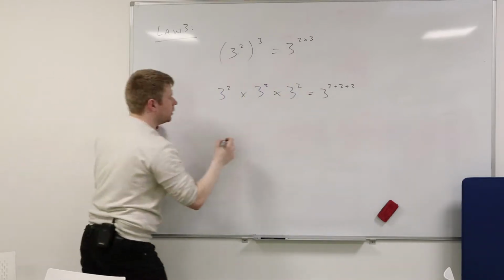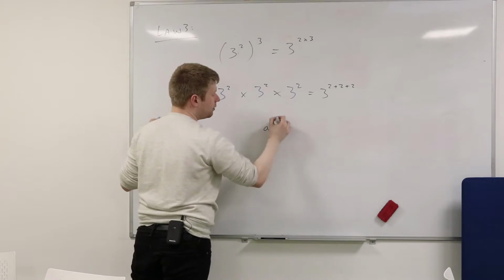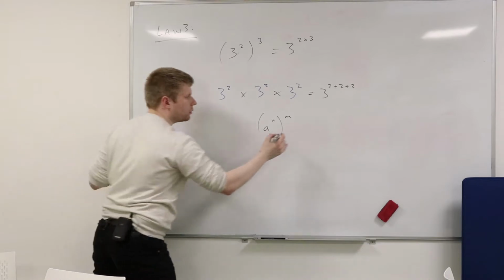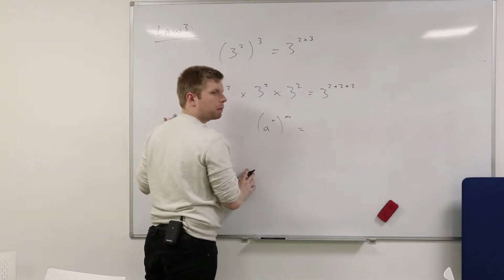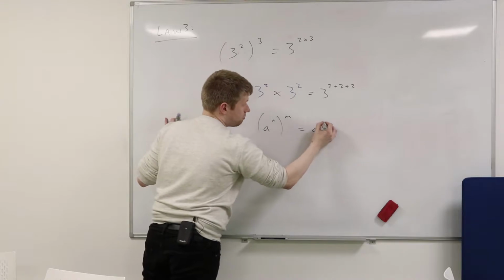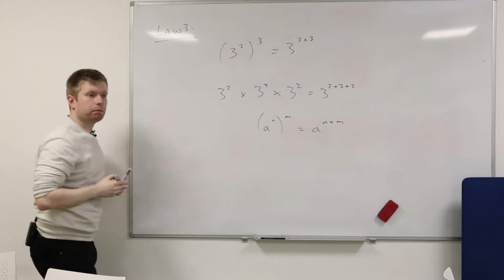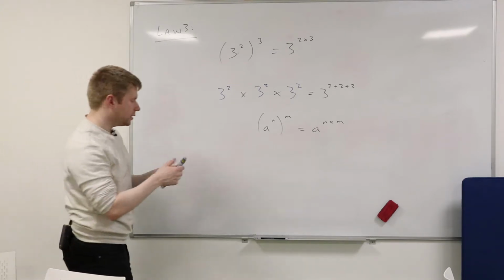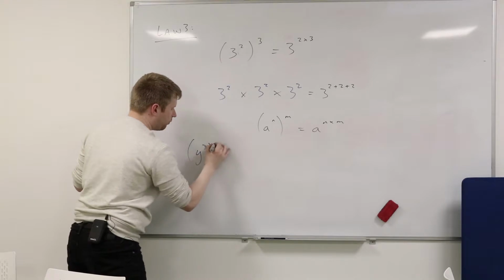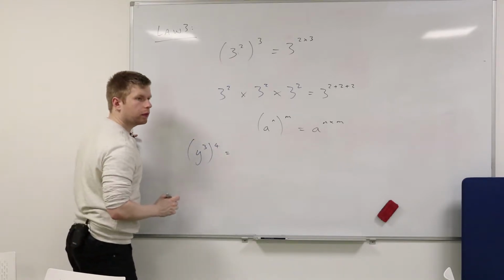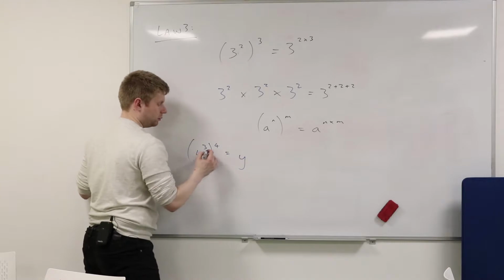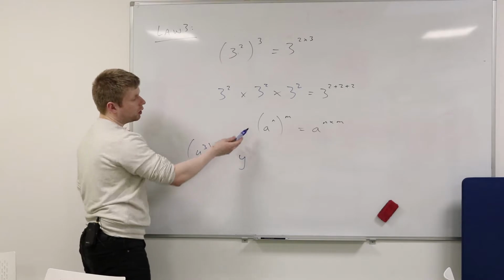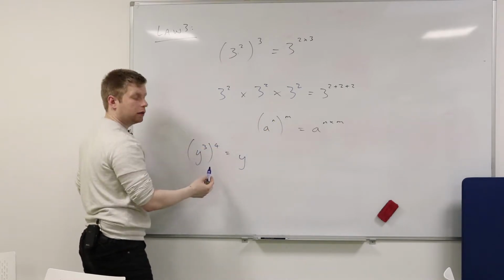So in general then, if we take A, and we raise it to the power of n, and then we take all of that and raise it to the power of m, what's that going to be equal to? A to the power of n multiplied by m. And that's literally what we got for part 3. So for part 3, when we had y cubed, all raised to the power of 4, according to this law, we should just multiply the powers together. So it should be 12, right?